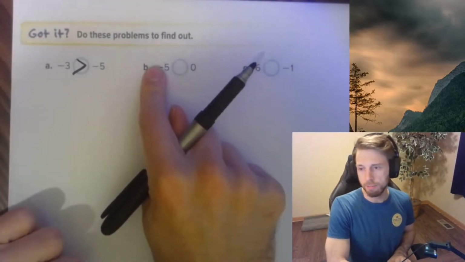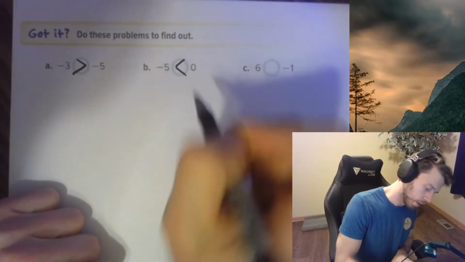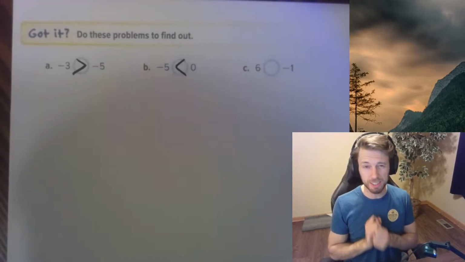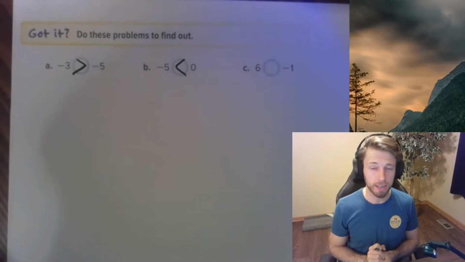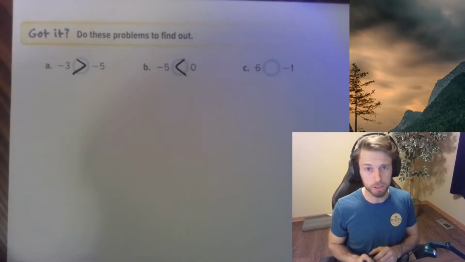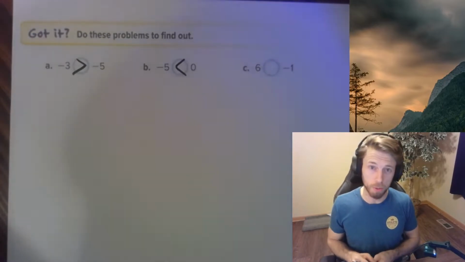On B, negative 5 is less than 0, right? Again, a good way to think about this is money. Would you rather have $0 or negative $5? Well, both of them are bad, right? Nobody wants $0, but it's even worse if you owe someone money, right?